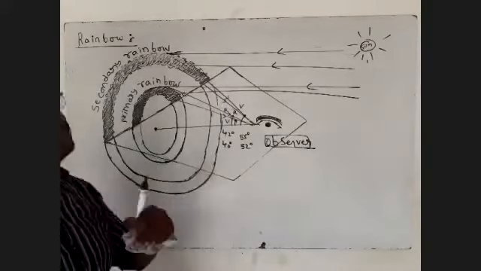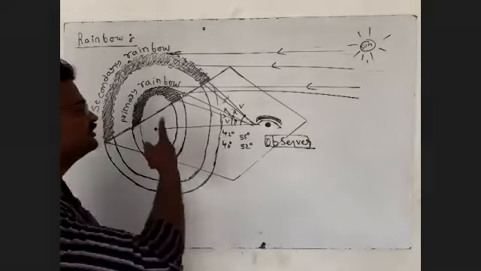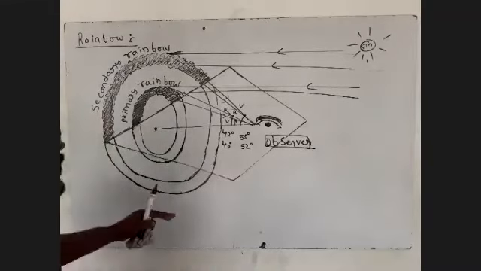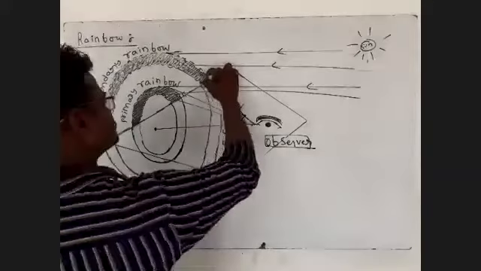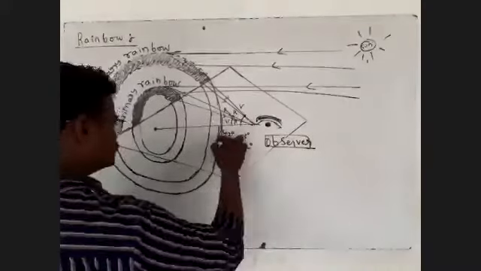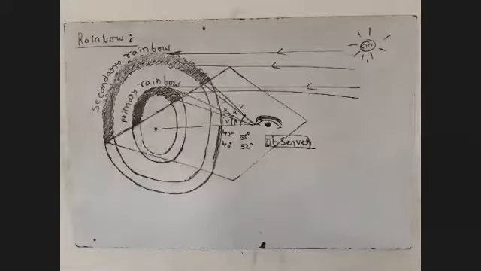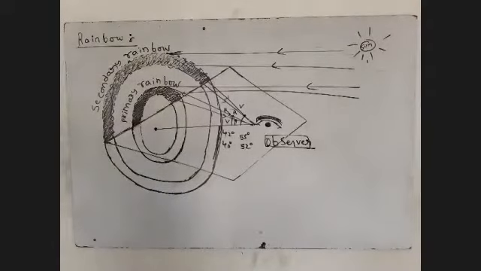Suppose, for example, you are in a helicopter or an airplane. You are seeing the full shape of the rainbow. Okay, so now I'm going to explain how it forms.